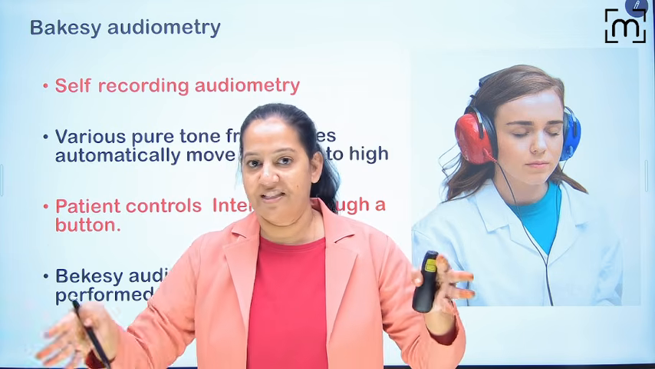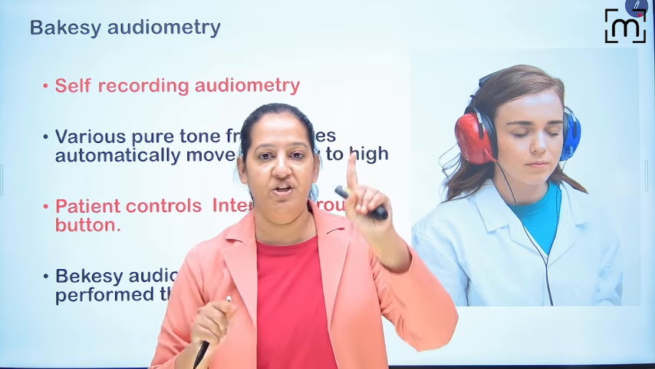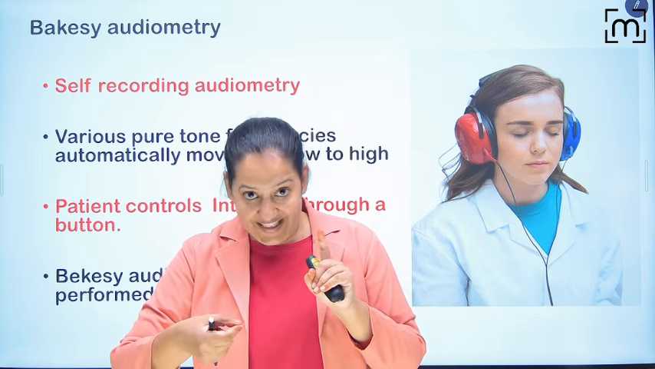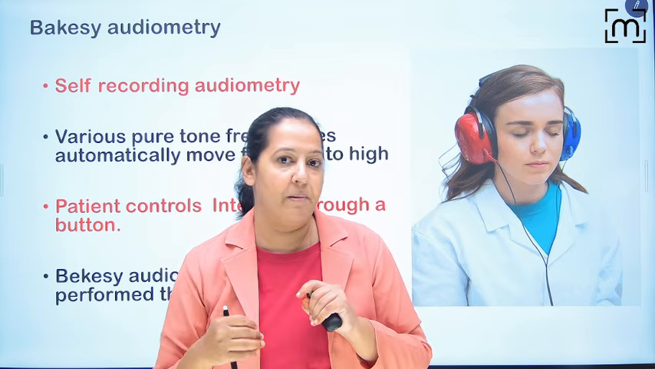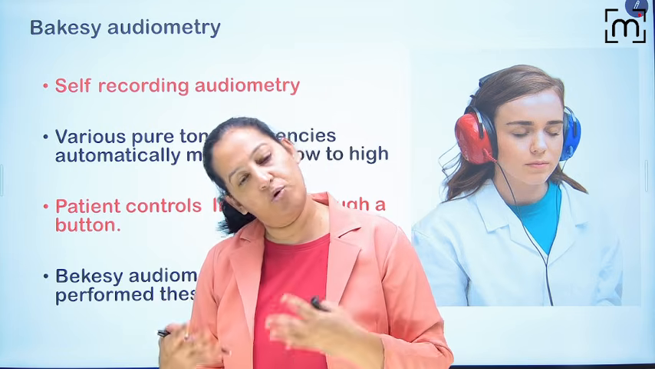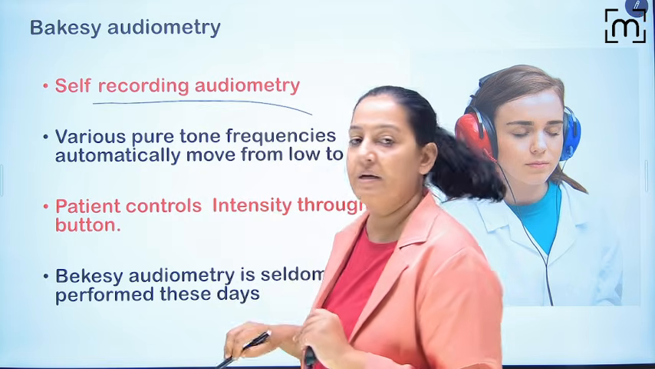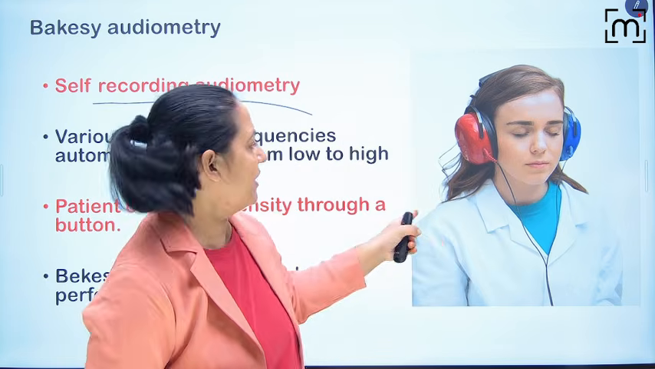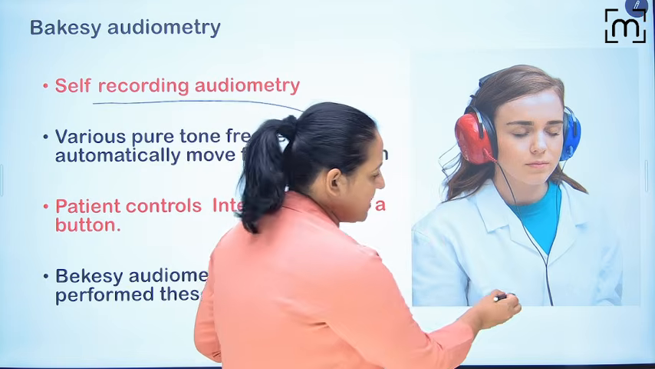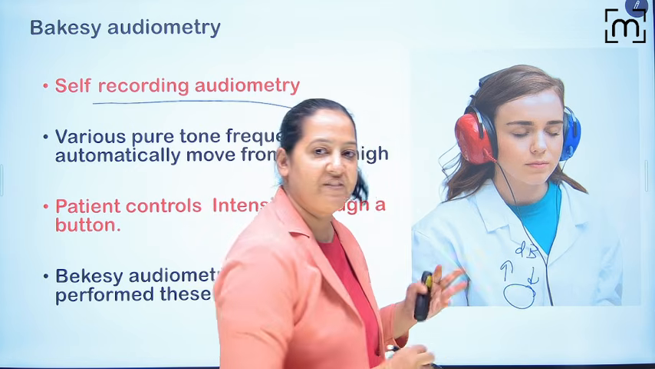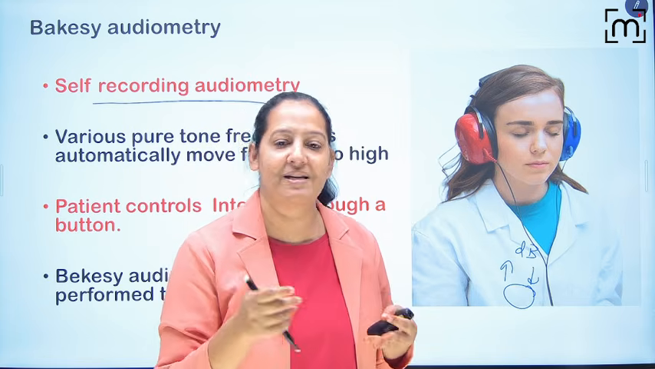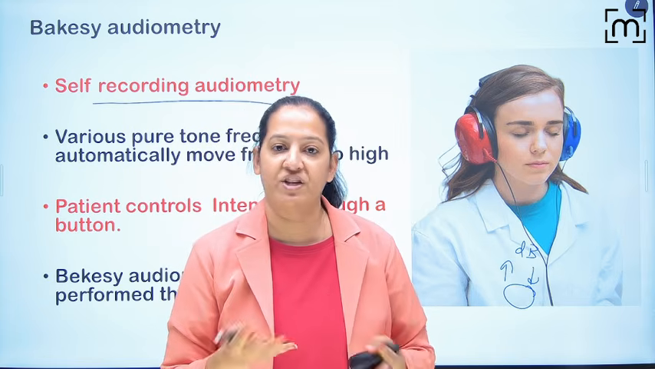There is a patient, there is an examiner, there is a glass slide in between, and the patient raises the hand every time, and the examiner is raising or lowering by 5 decibel interval. Here we give the control to the patient. It's a self-operating machine. It's a self-recorded audiogram. The patient has the button. The patient can increase or decrease the intensity by 5 decibel, 10 decibel, and the patient himself or herself says, this is the minimum intensity at which I can hear.